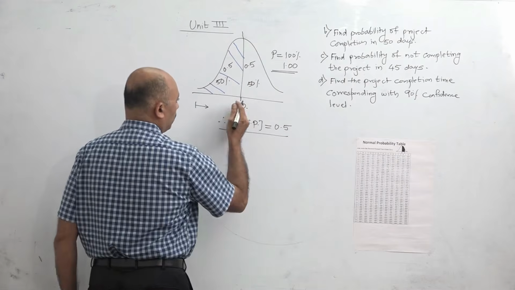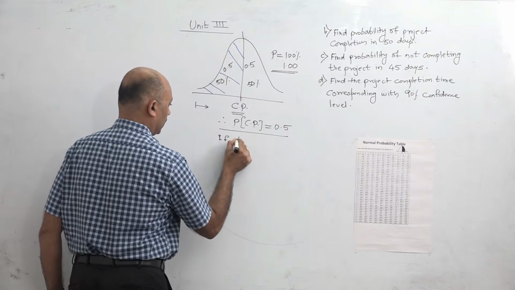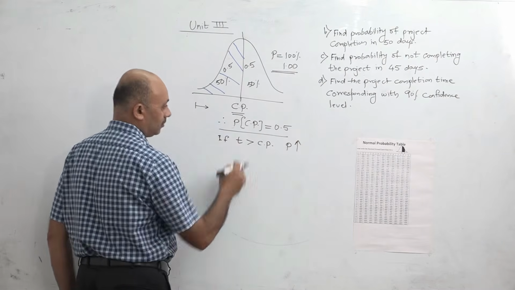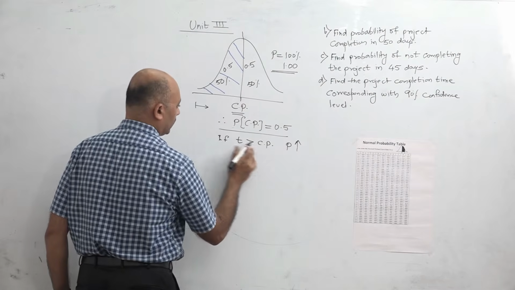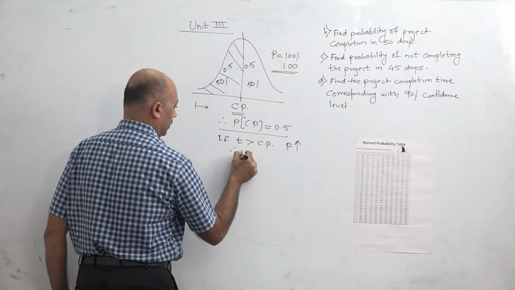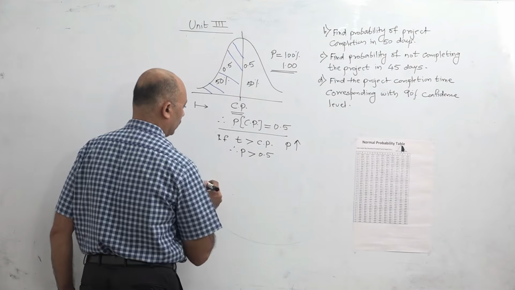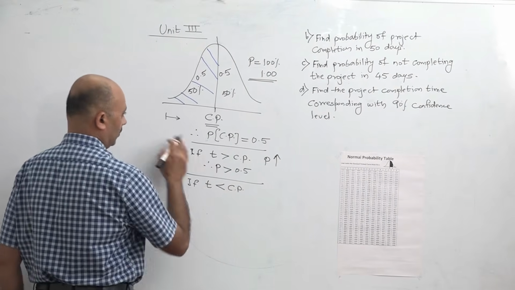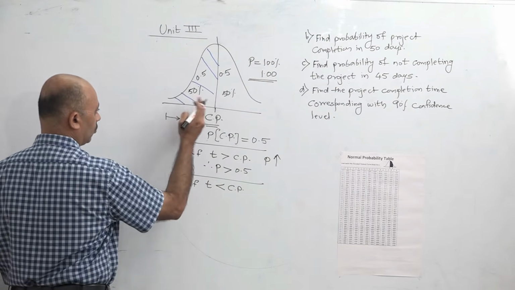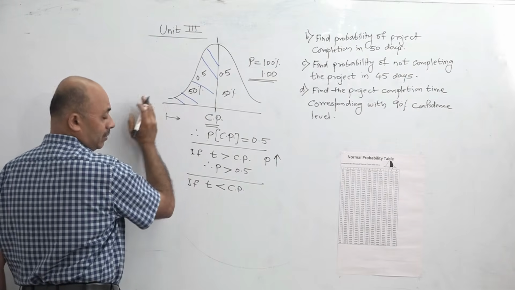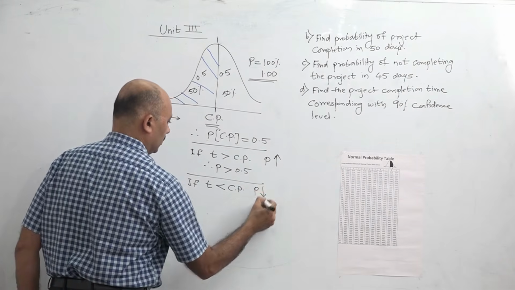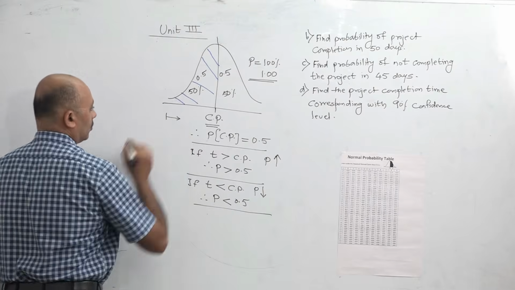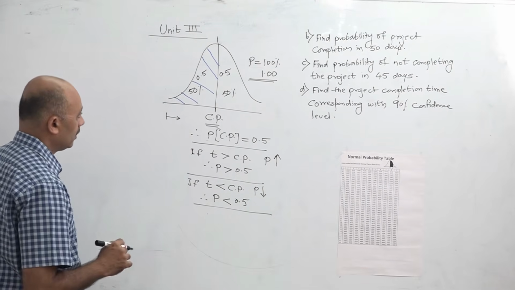Now, if we go beyond the critical path, so if the time is greater than the critical path, obviously the probability value will increase because we are crossing the 50% line. So if the time is greater than the critical path, then the p value will be greater than 0.5. Similarly, if the completion time of the project is less than the critical path, so we are on the left side of the curve, then the area will be less than 0.5. So the probability will decrease, and the p value will be less than 0.5. So this much we should understand before we start the probability calculation.